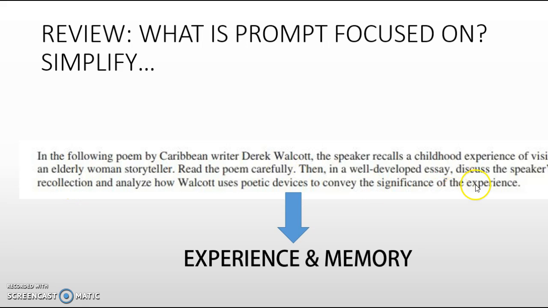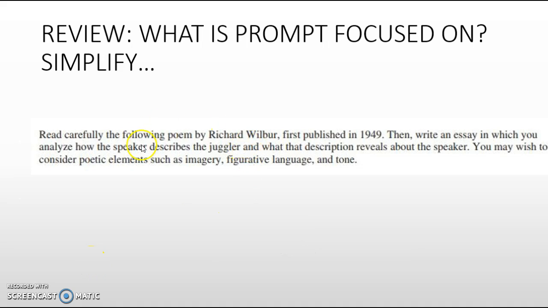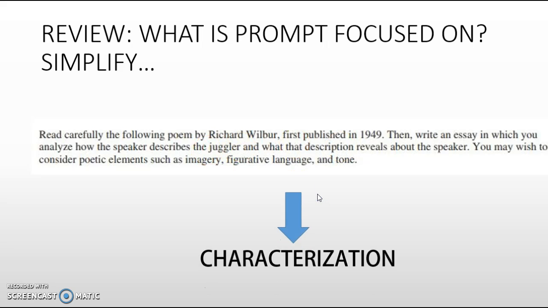Recollection means memory, and then experience. So something is going to happen in the piece that is an experience, and in actuality, the prompt already tells you that the experience is a childhood experience where he meets an older woman who inspires him. This prompt right here, once again, it's got the same kind of sentence stems, but you are analyzing how the speaker describes the juggler. So the juggler is a person, it is a character, and you have to talk about the descriptions of that character. So this is a characterization prompt.